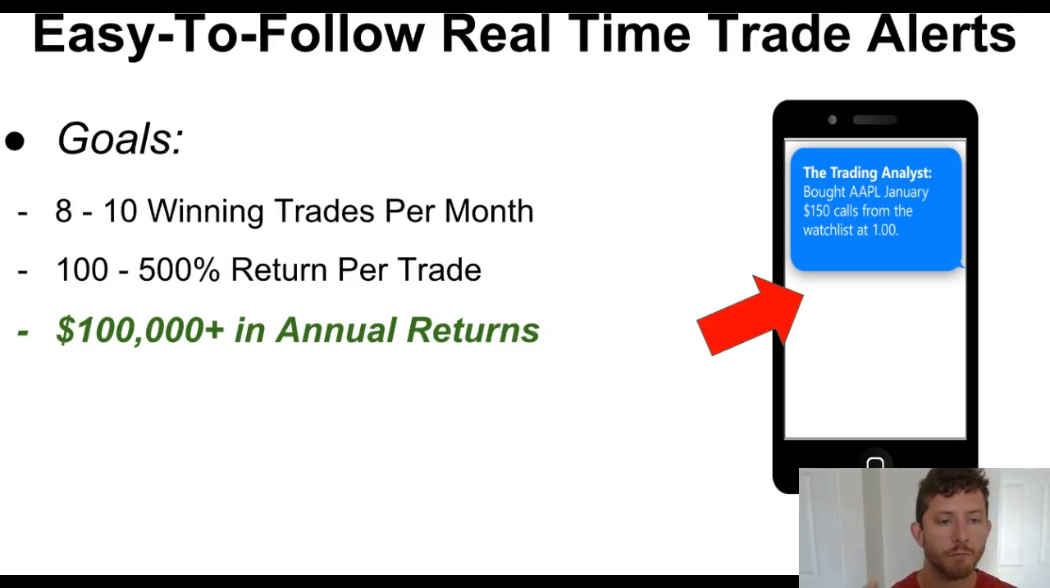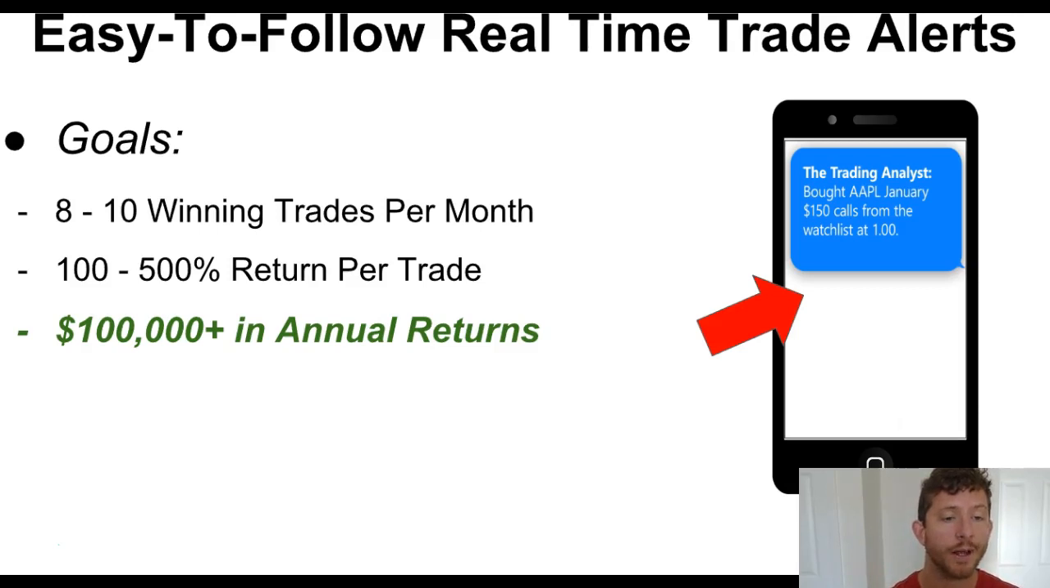The goals here for these real-time trade alerts are about 8 to 10 winning trades per month. We've got more than that this particular month. It just depends on what's going on in the market. Sometimes we issue a lot of alerts, sometimes not so many. We focus on quality and not quantity. That's how you grow your account on a consistent basis, month after month, year after year. It's about focusing on quality and not just trading because the market is open.